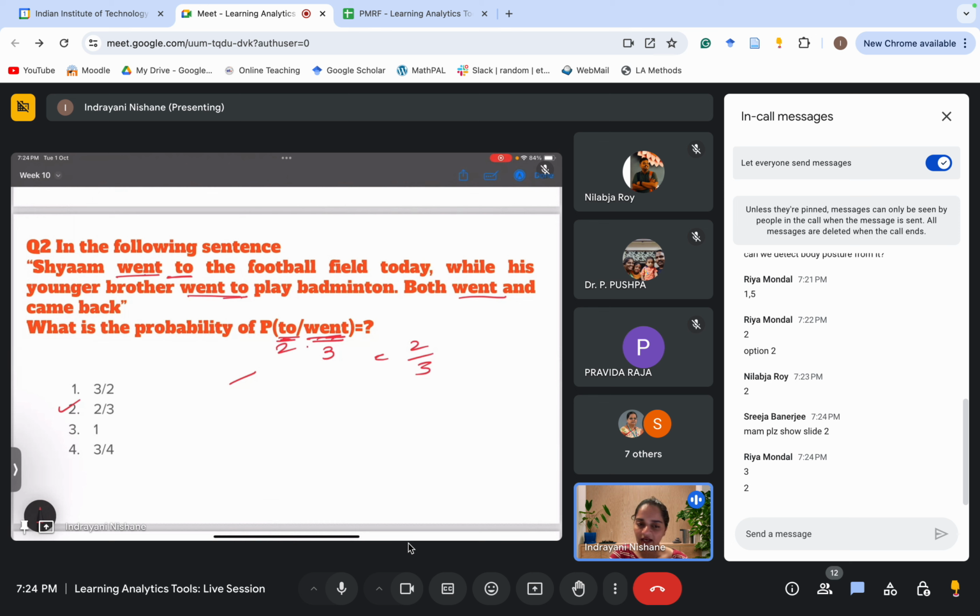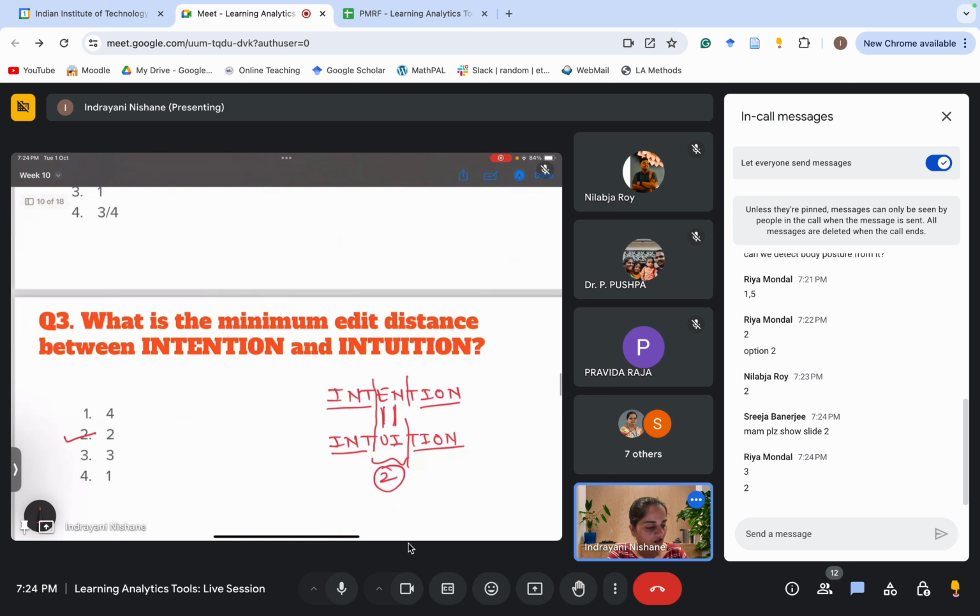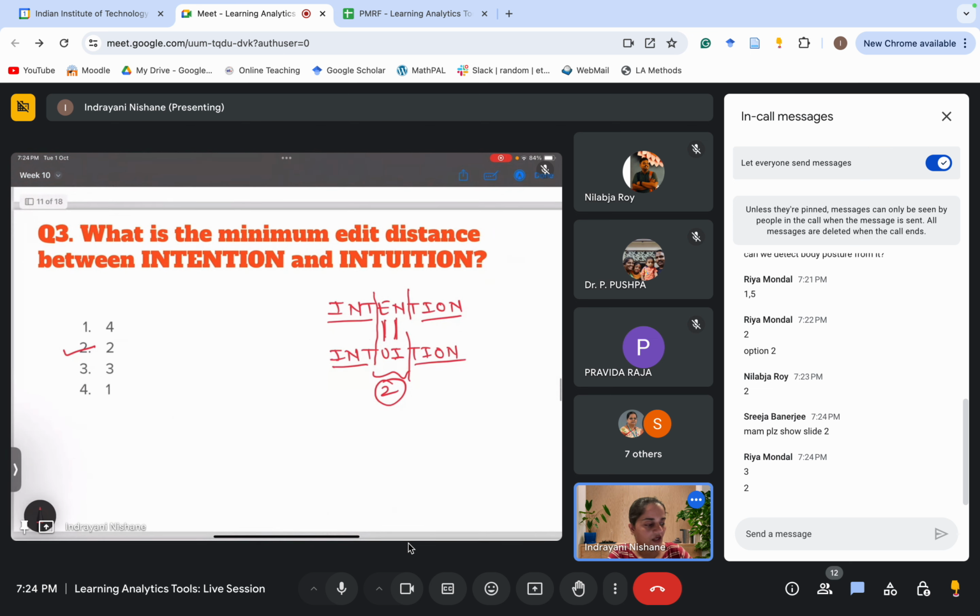Done, Shrija. We just calculated the frequency and computed the probability of the words to and went to get the answer. That's it. Very simple to do. So we changed only two letters from intention to change it to intuition. So the minimum edit distance between intention and intuition was 2.